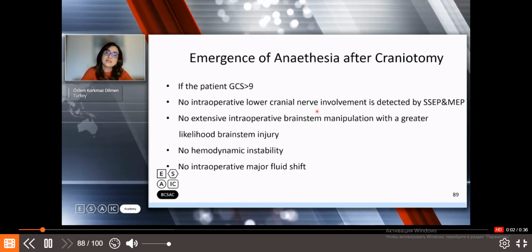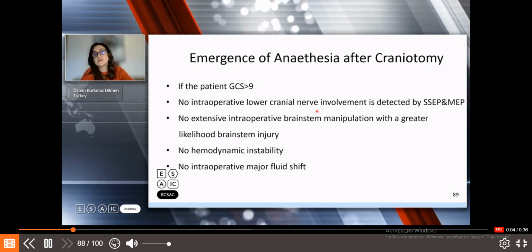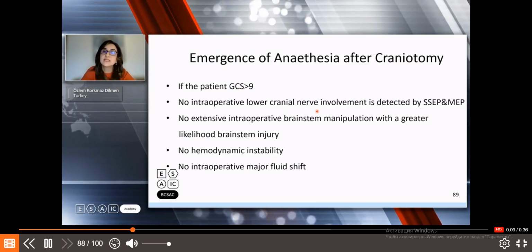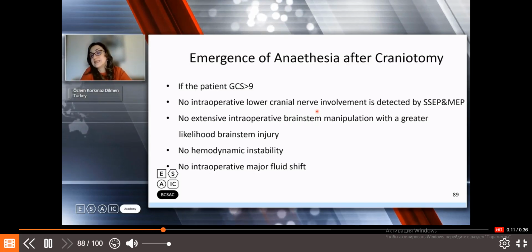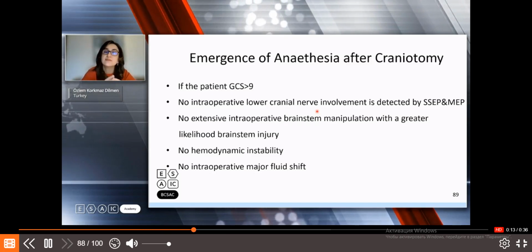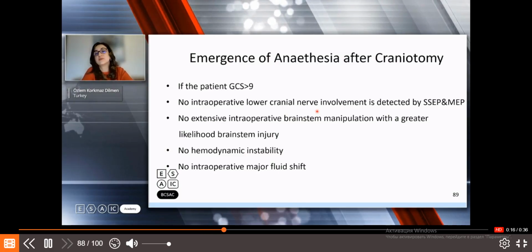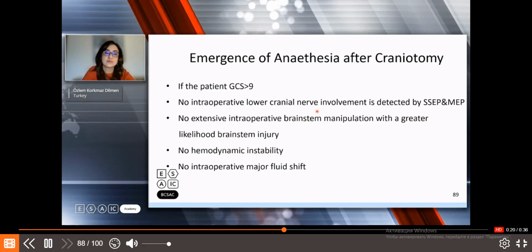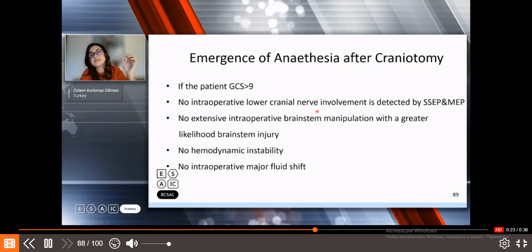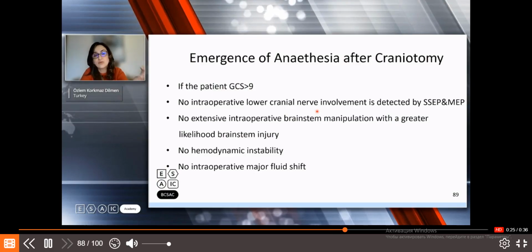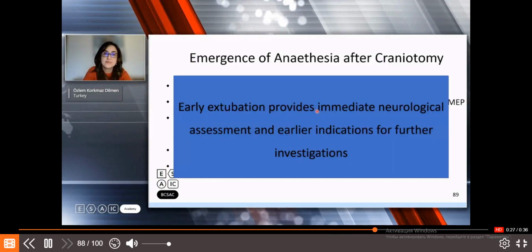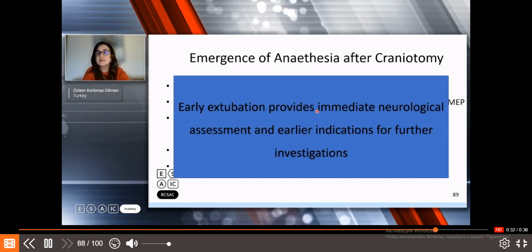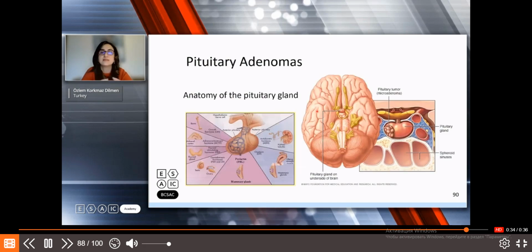Okay, we extubate our cases if the patient's Glasgow Coma Scale is more than 9, if there is no intraoperative lower cranial nerve involvement detected by neuromonitoring, if there is no extensive intraoperative brainstem manipulation with a great likelihood of brainstem injury, and if there is no hemodynamic instability and no intraoperative major fluid shifts. Early extubation provides immediate neurological assessment and earlier indications for further investigations.